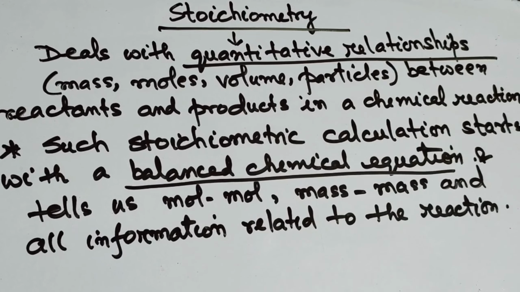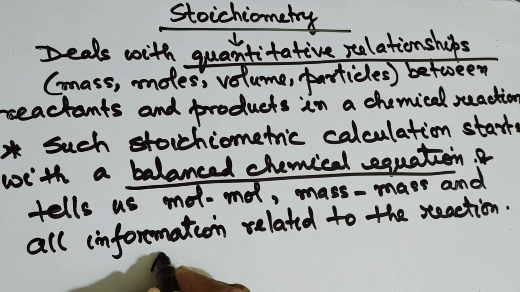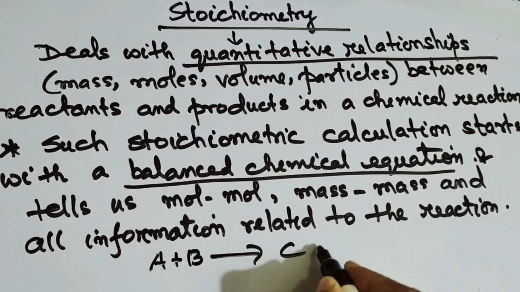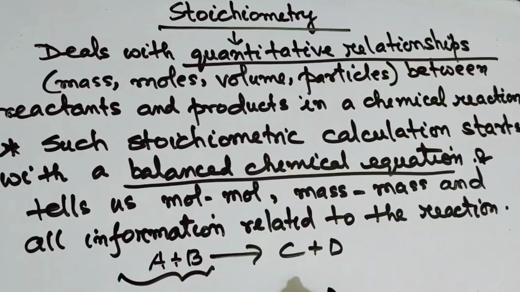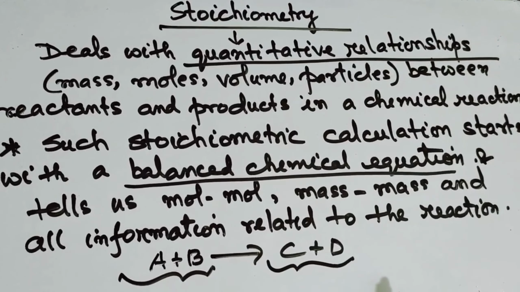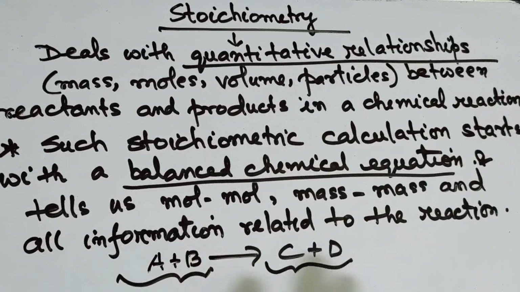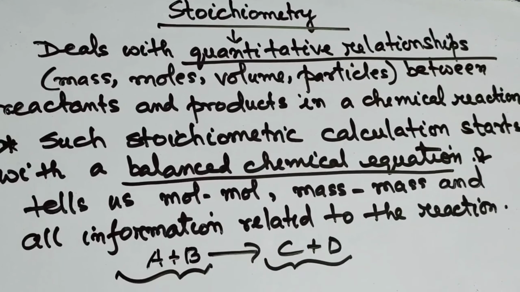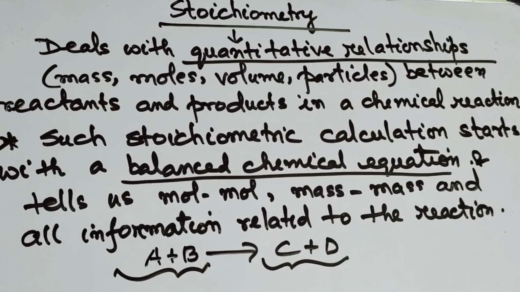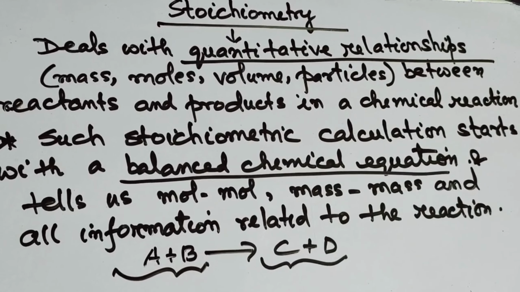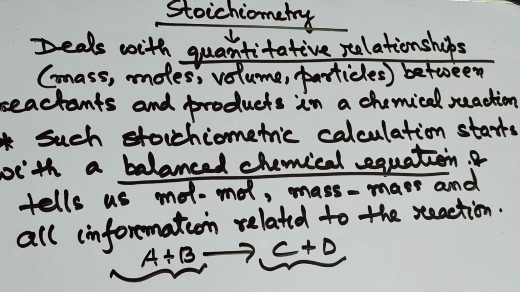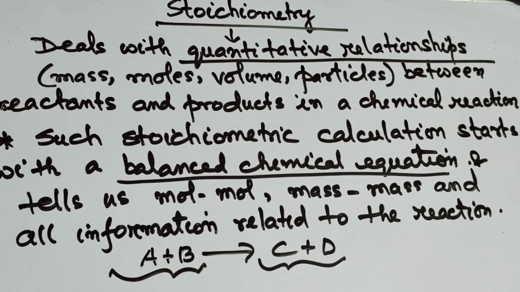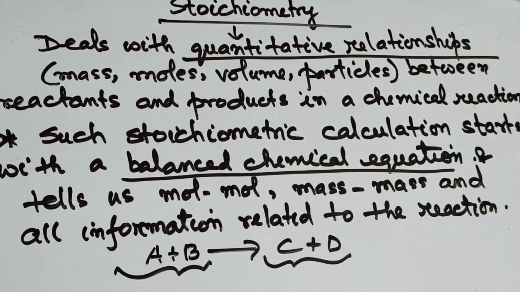We know that there are reactants, say A plus B forming C plus D. Then this left hand side of the chemical reaction is known as the reactant side, and this is the product side. Whatever quantitative relationship, whatever information in regard of this equation we can obtain out of it, of course in balanced equation form, that is known as stoichiometry. Here we can talk about mole to mole, mass to mass, and many other information in relation to the reaction. Let us see one or two examples.